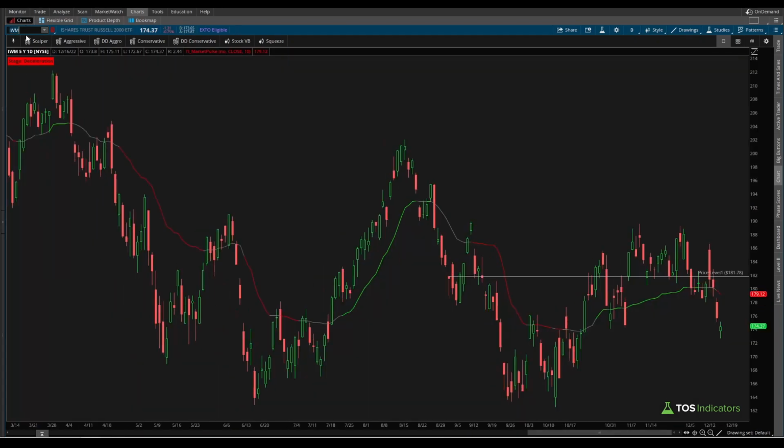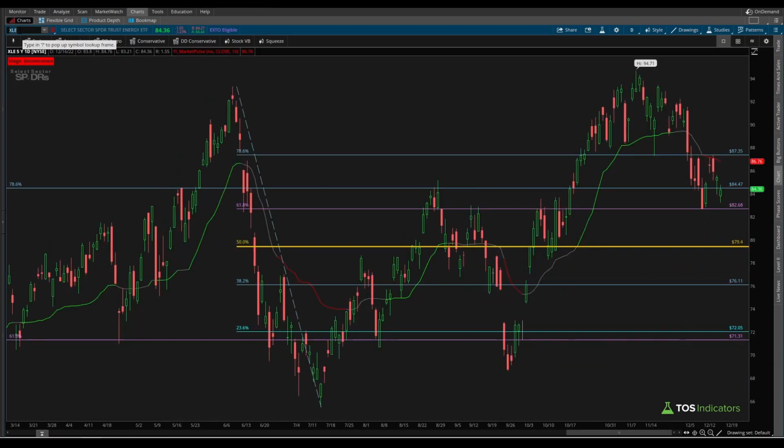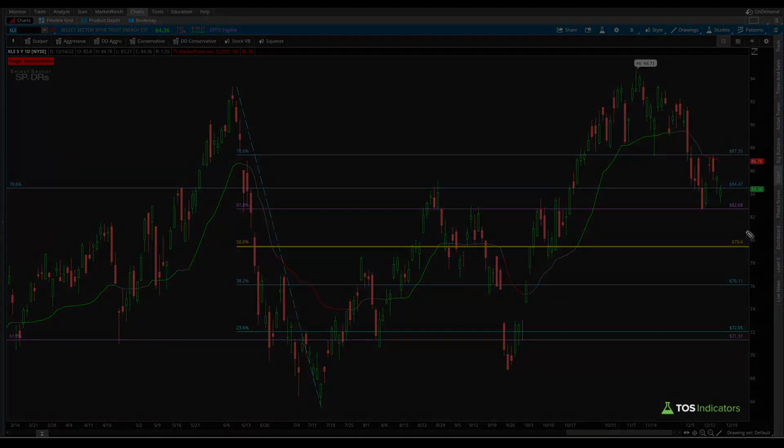But if I switch over to IWM here, notice how that line is red and recently turned red, which gives you this idea that we're now starting to see selling pressure accelerate inside of IWM, a little weaker than the S&P 500. Same thing inside of XLE as well. So any pullbacks to the market pulse now are really nice opportunities to play this overall longer-term downtrend.